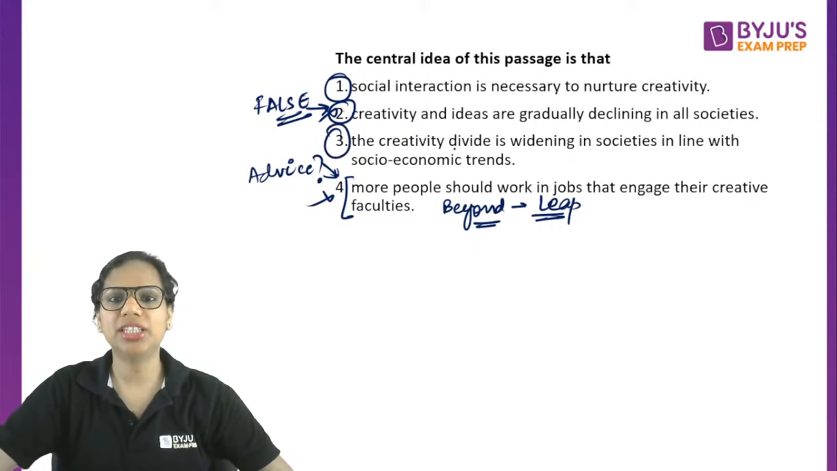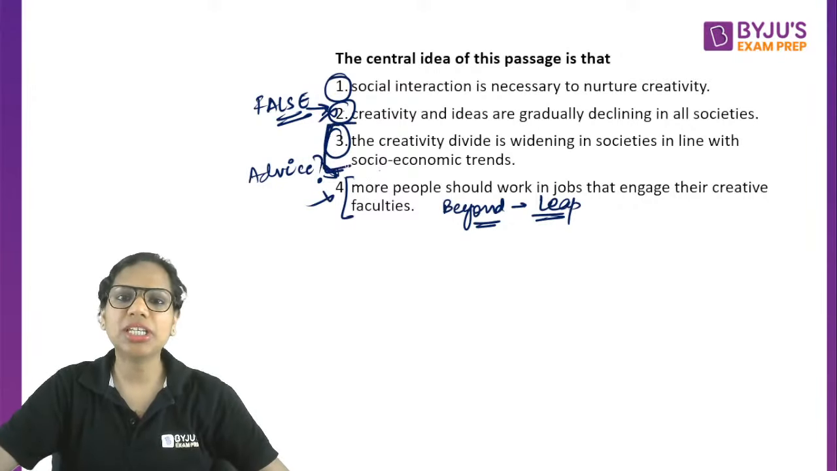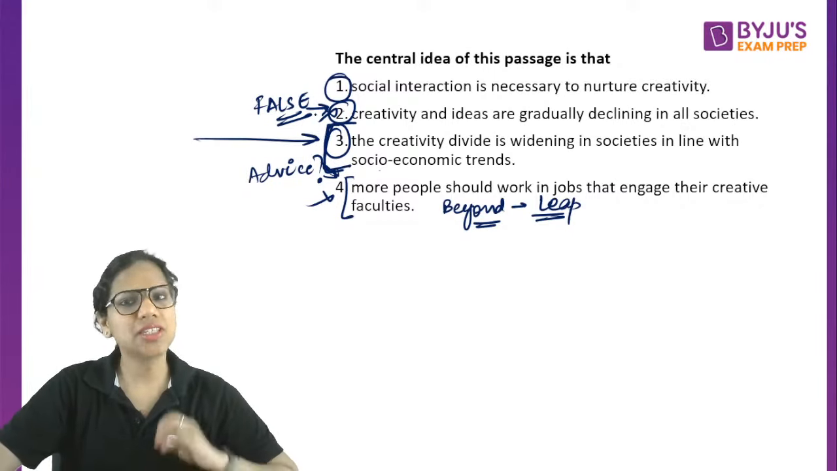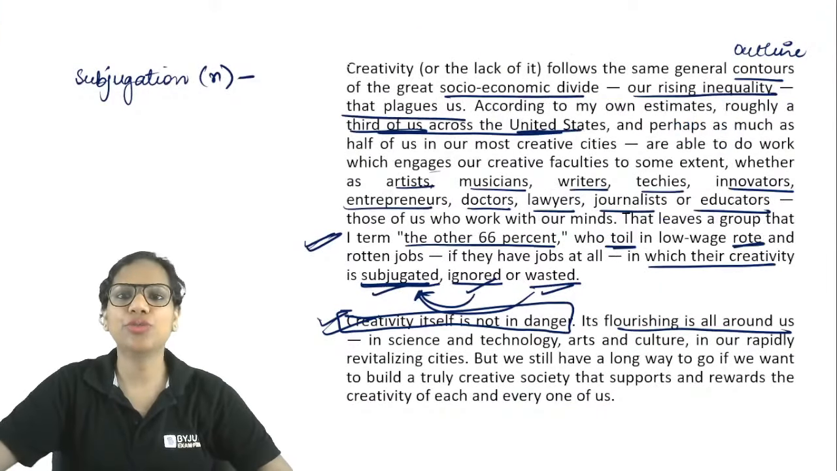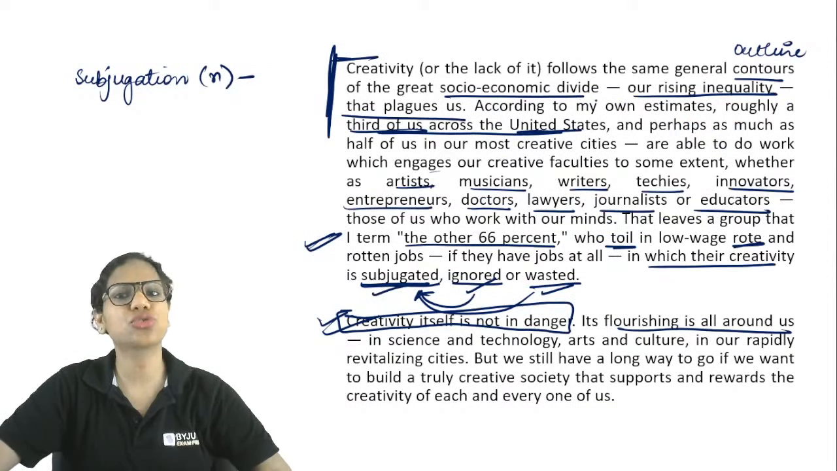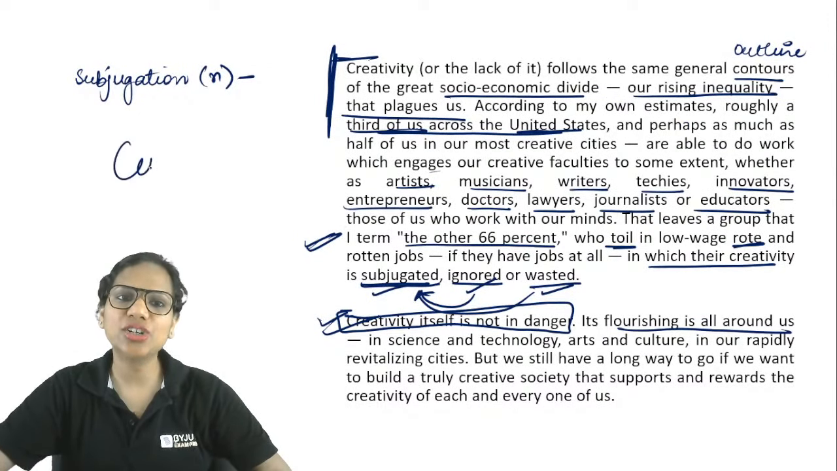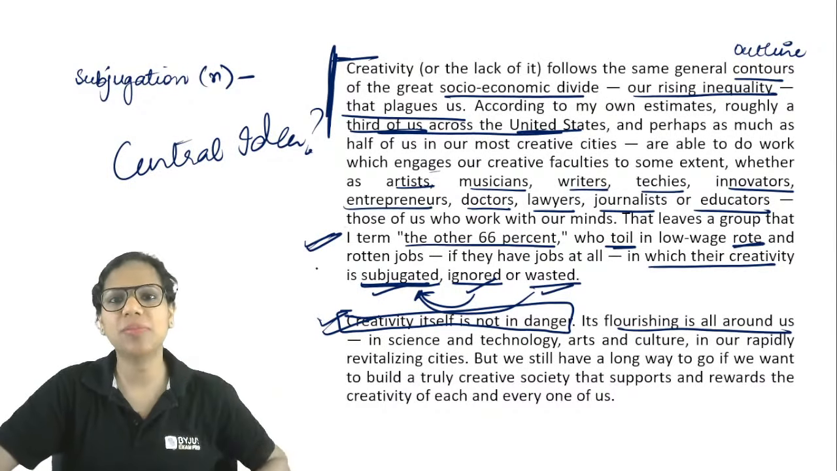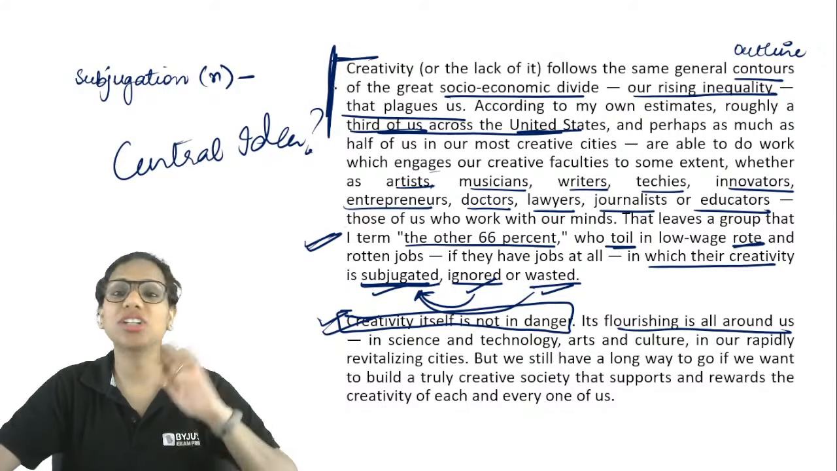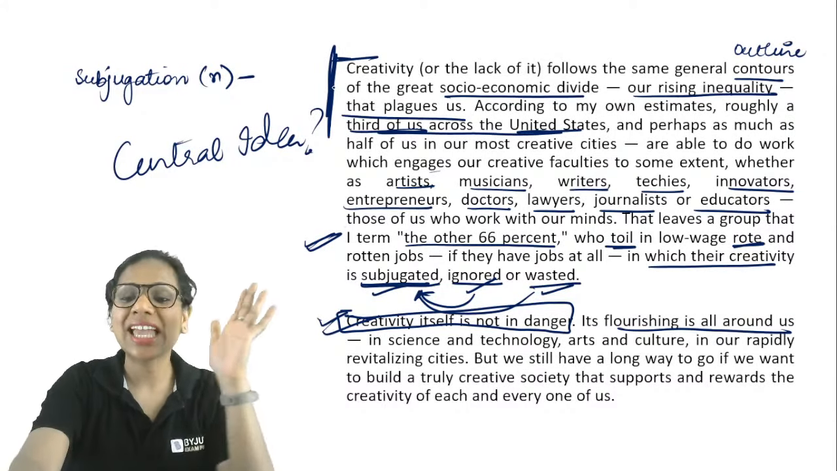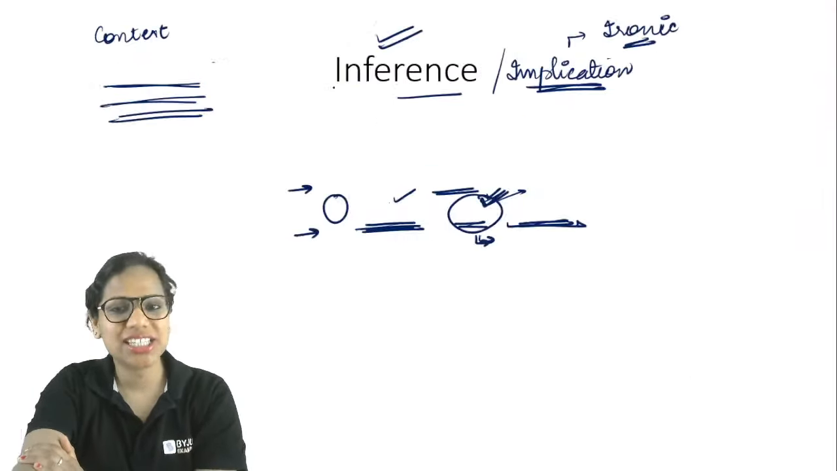Now, between 1 and 3: the creativity divide is widening in societies in line with socio-economic trends. Now, this bit is there in the passage. We do talk about how creativity or the lack of it follows the same general contours of the great socio-economic divide. But is it the central idea, or is it just a narrow discussion happening within the passage? It is a part of this passage. It is not the heart of this passage, right? And that is why it is not the answer. 1 is the answer. Good.